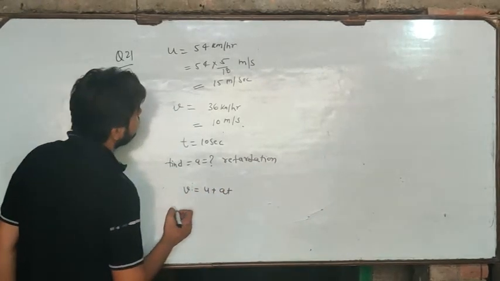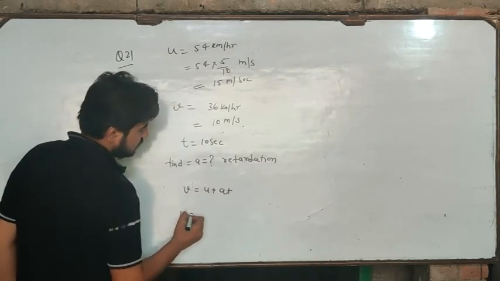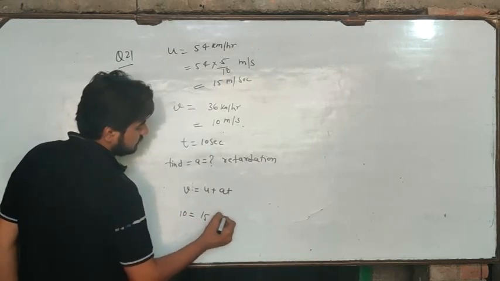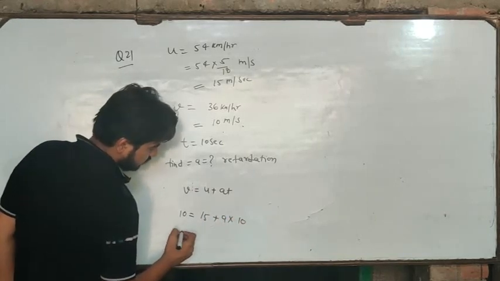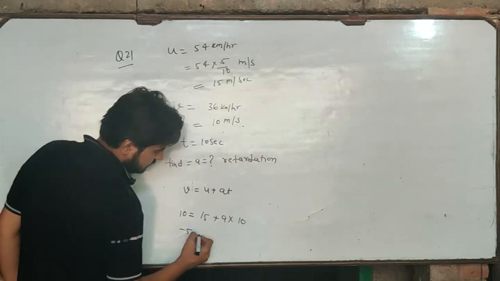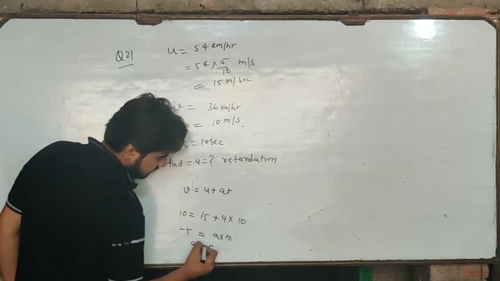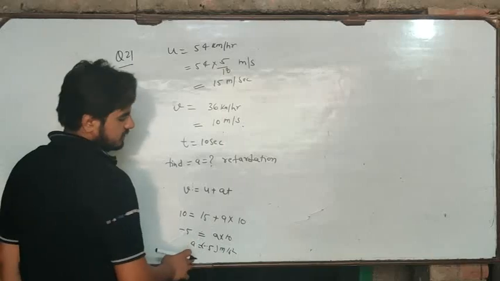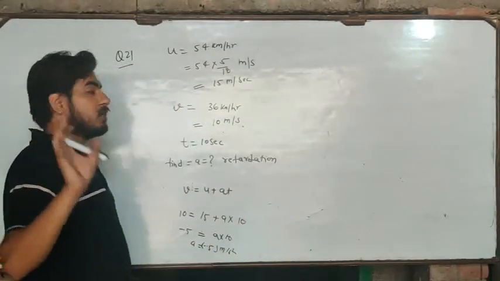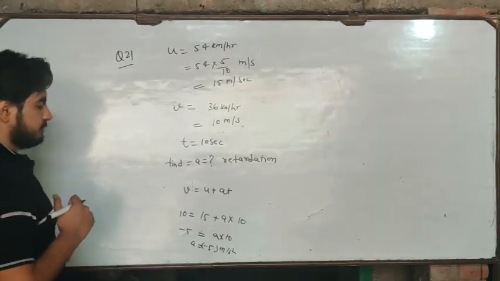The value of v is equal to 10, u is 15, plus a into 10 seconds. So minus 5 is equal to a into 10. a is equal to minus 0.5 meter per second square. This is retardation. The minus value shows retardation. Now write this down.